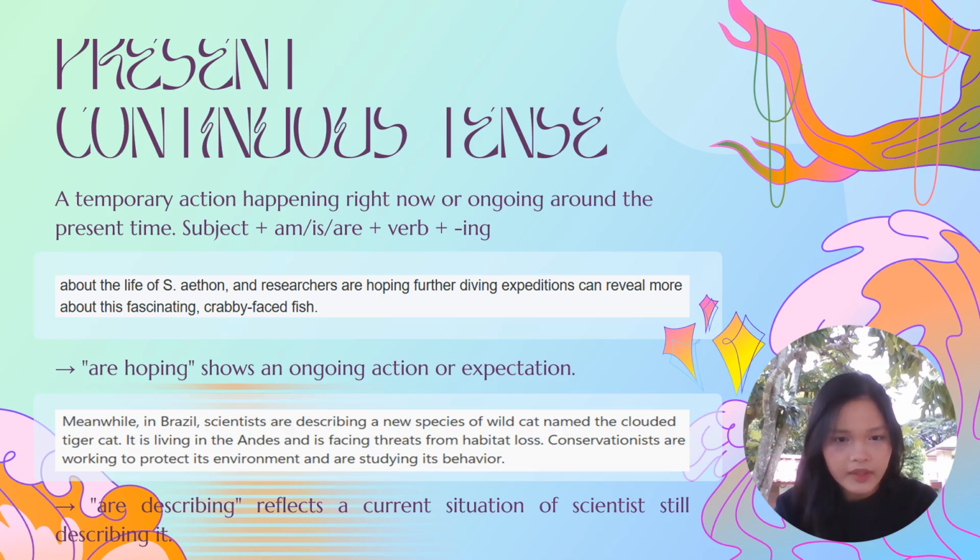And meanwhile, in Brazil, scientists are describing a new species of wild cat named the clouded tiger cat. And just like before, our describing reflects a current situation of scientists still describing it.